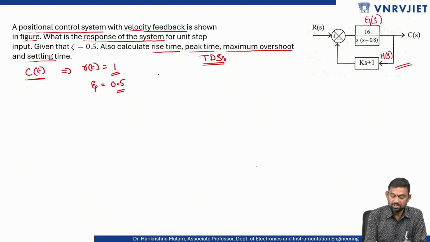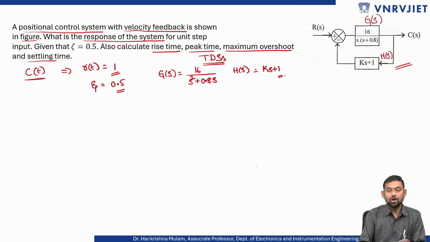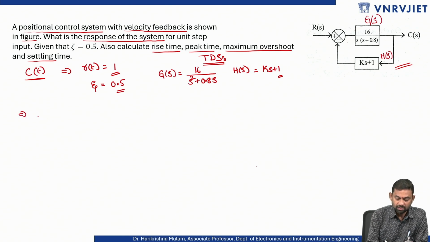Okay. And G of S, let me write G of S, the open loop transfer function of this positional control system, is 16 by S into (S plus 0.8), which is S square plus 0.8S. And H of S is equal to KS plus 1. Whatever may be the problem, generally first you need to find the closed loop transfer function of the system. Therefore, let us find the closed loop transfer function of this system.